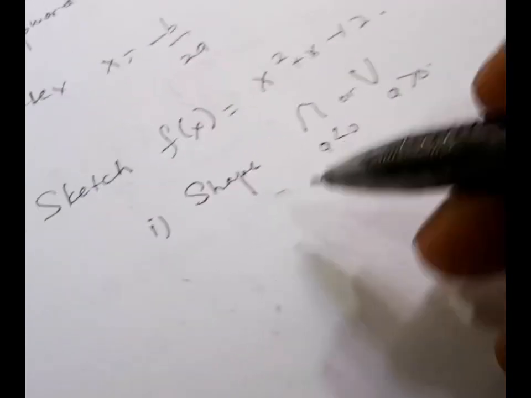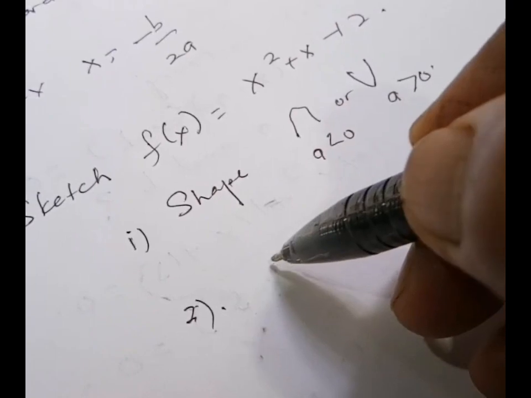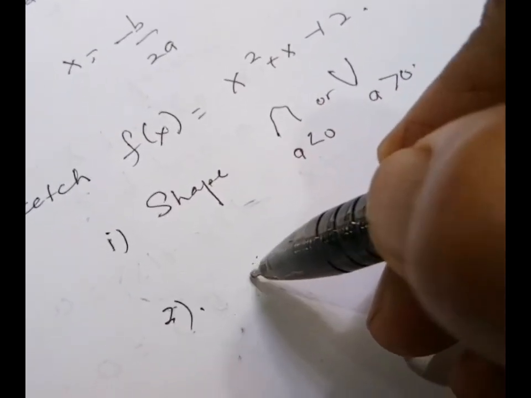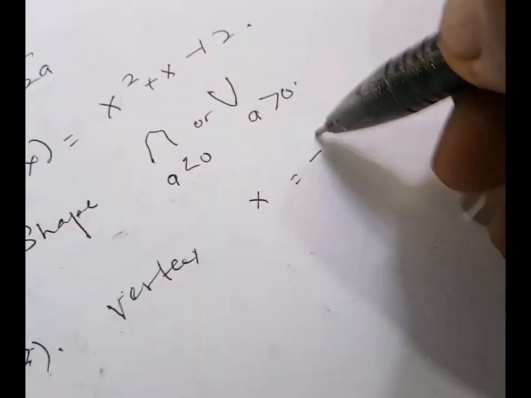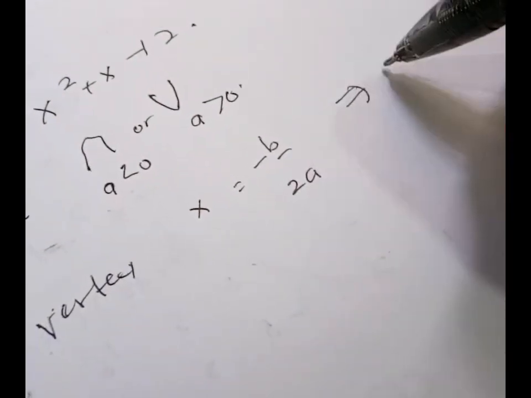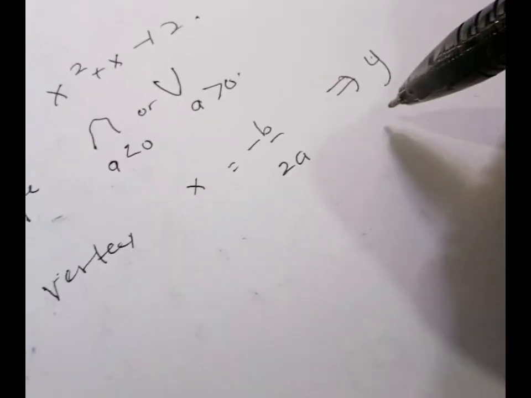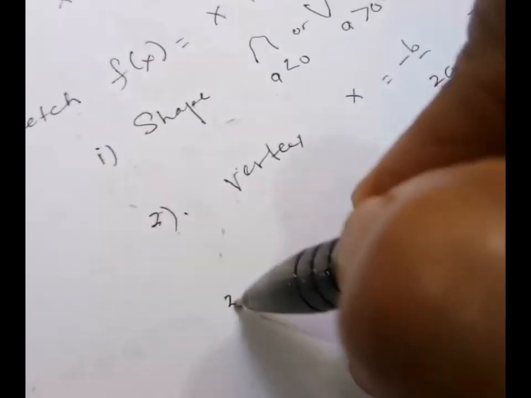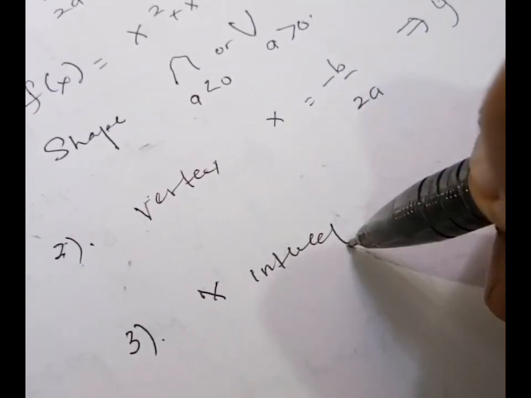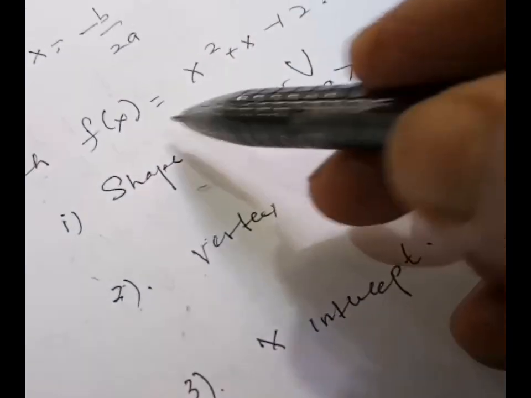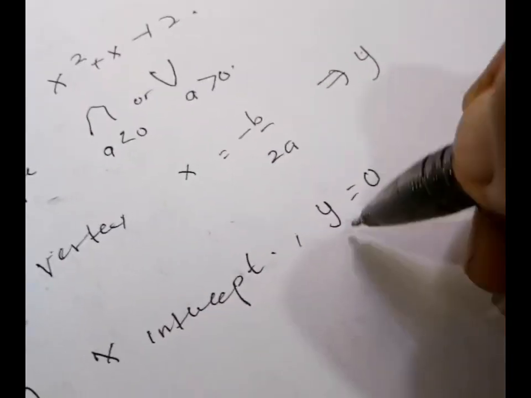Second, show where the vertex is, by using the formula. Once you get the x, substitute to find the y, because we need to show the point in x and y coordinates. Third is the x-intercept. The x-intercept occurs when y is 0. Set y to 0 and find the value of x.